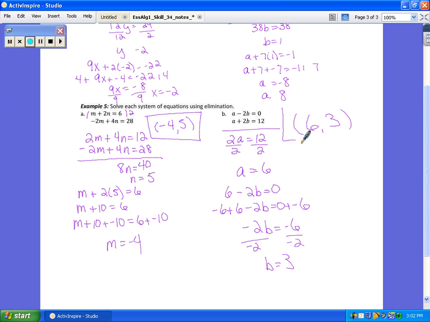And once again, I should check that in the other equation. So 6 plus 6 equals 12. It does check. And we are done with skill 34.